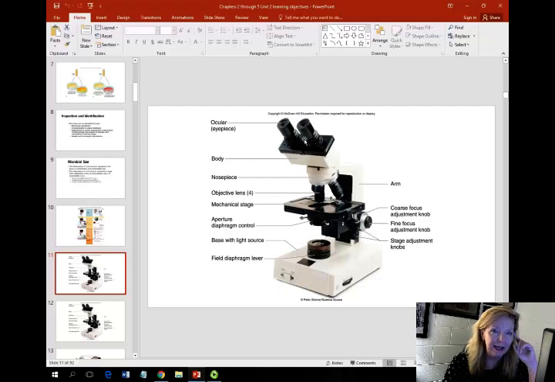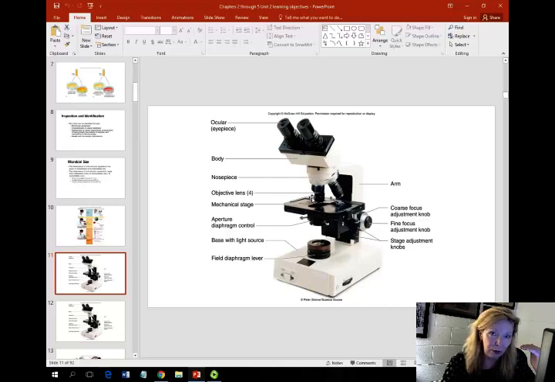It's usually 10x, not always, but usually. And then the second set of lenses that your optics are coming through, the image of your microorganism comes through, are called the objective lenses. This nose piece holds several different sizes of objectives. We always start with the low power objective or scanning objective, which is a very low power magnification. And then once we have our specimen clearly in view, we can rotate the nose piece around to the higher objective lens magnifications.